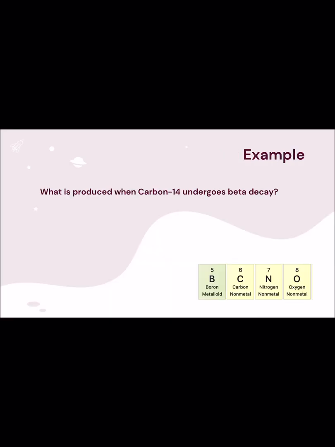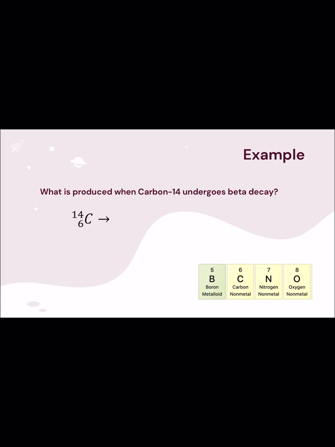Let's look at an example. What is produced when carbon-14 undergoes beta decay? So beta decay, so we're spitting out a proton and an electron. So let's start with carbon-14. Atomic number of carbon is 6, always. So you start here. The atomic number is going to go up by 1.